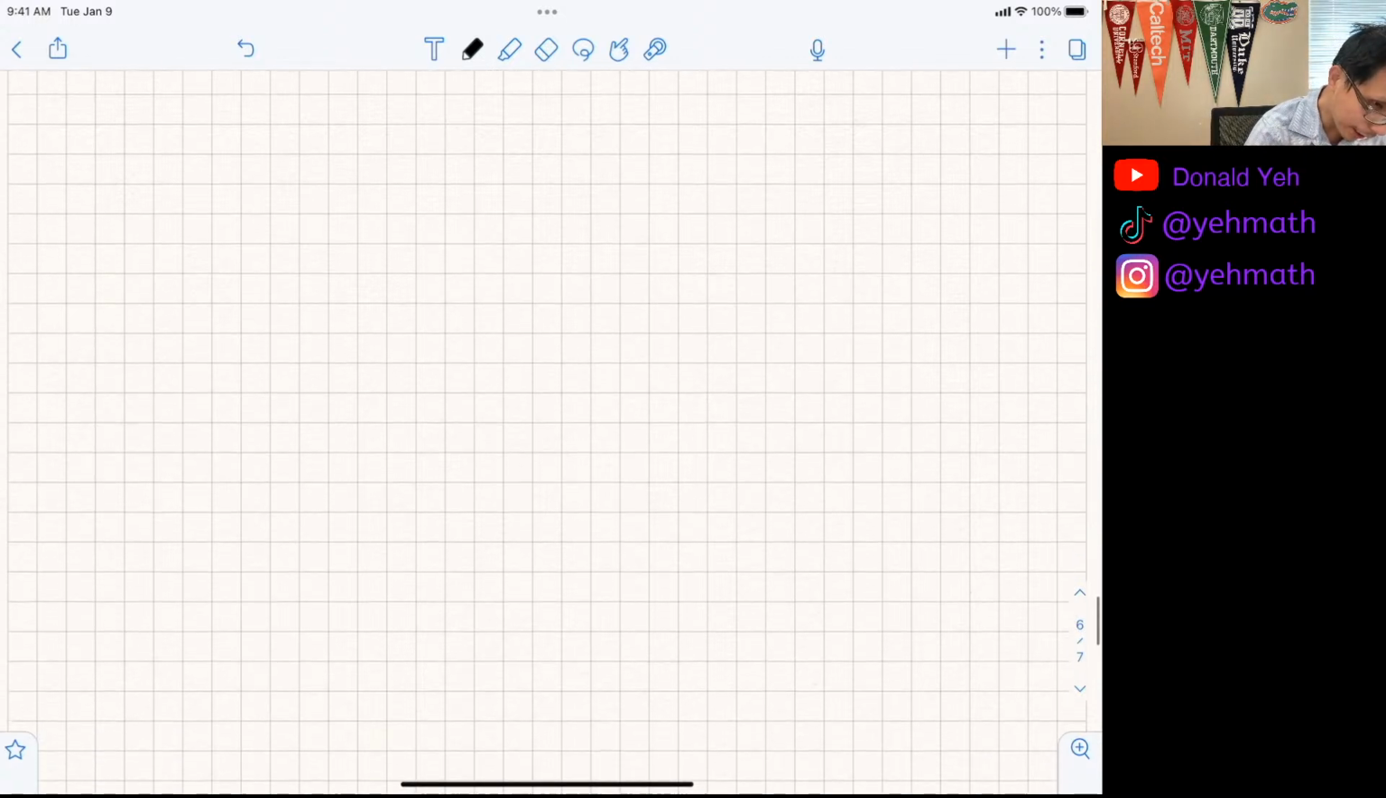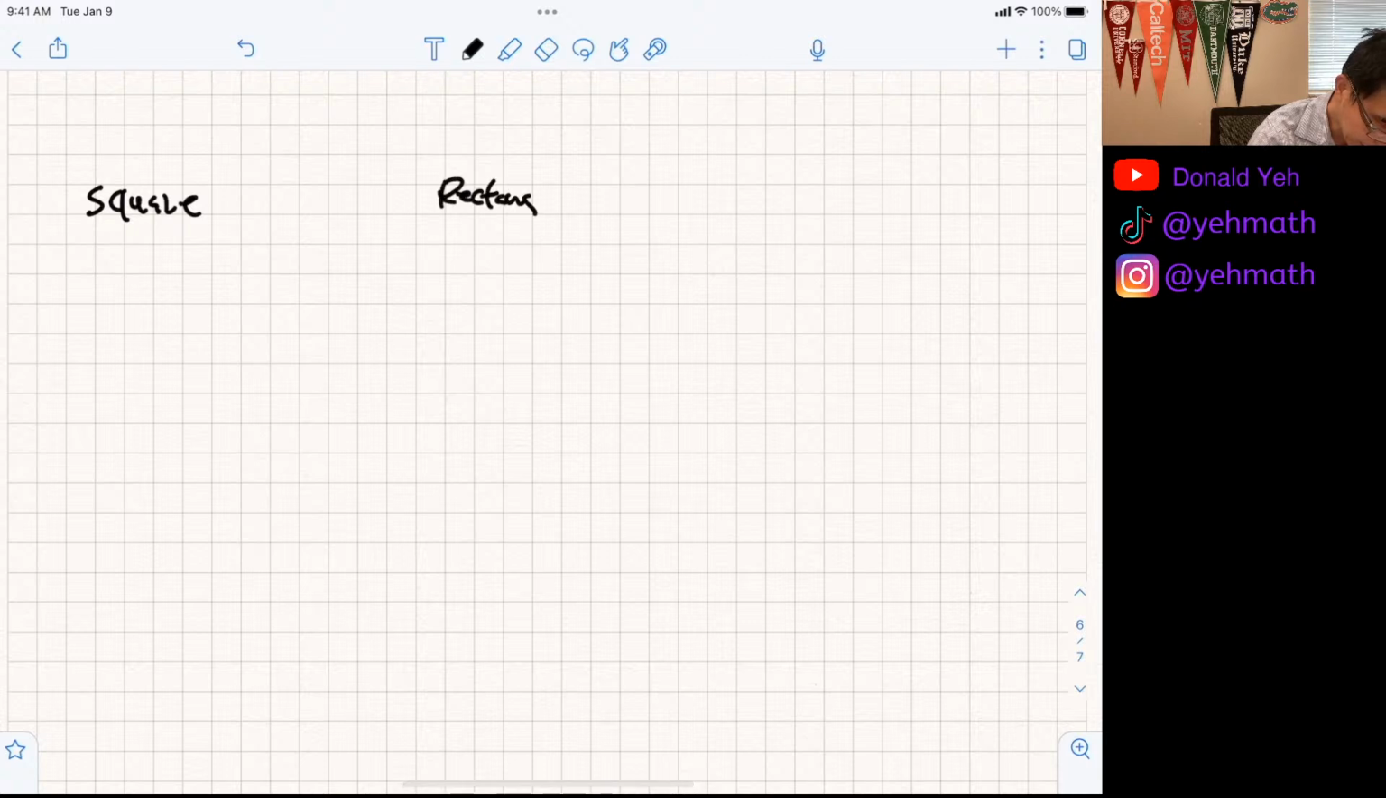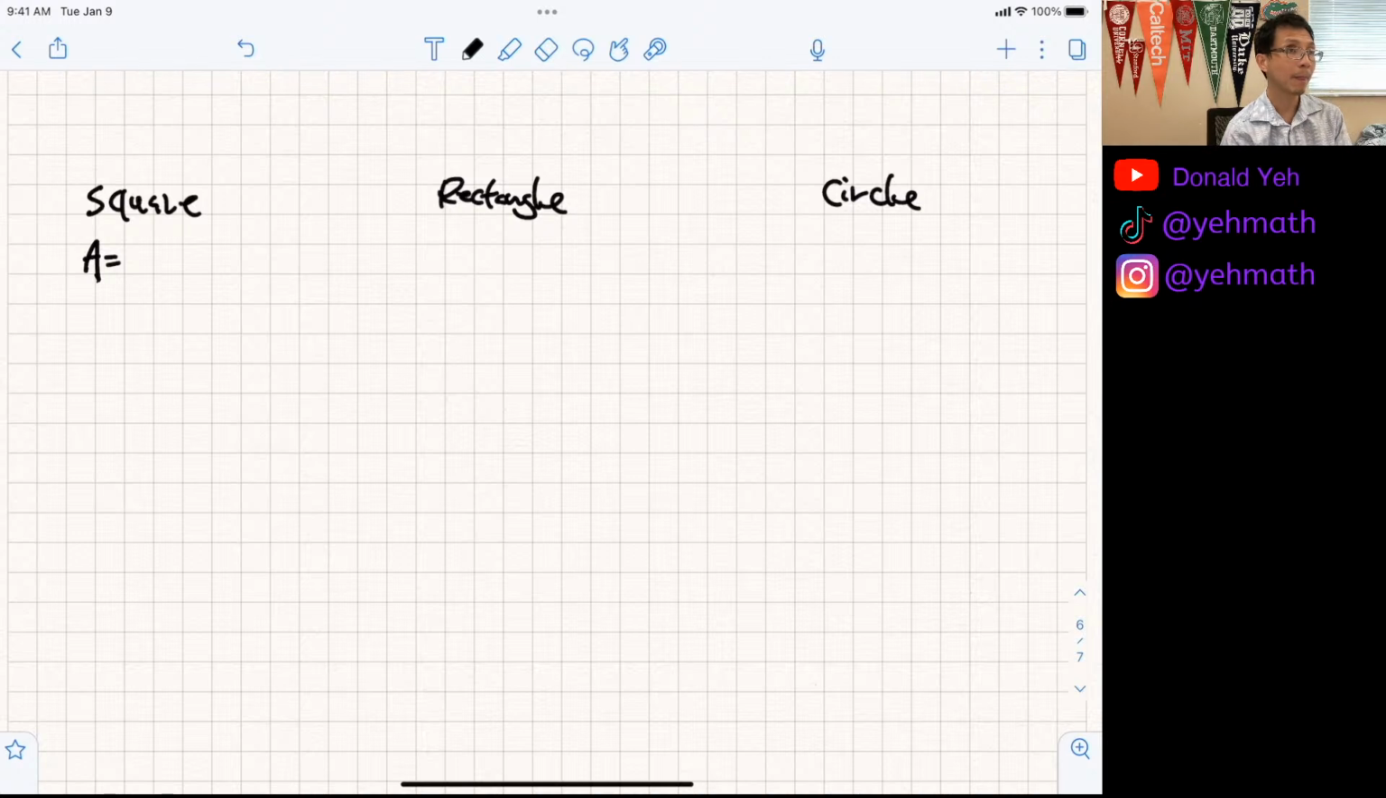So let's talk about three different shapes. Square, rectangle, and circle. Let's start with the basic shapes. I like to start with basics because some people actually don't know this. So the area of a square is what? Side squared. Side squared is better because they have the same side. How about perimeter? Side times 4. 4 times side. Okay, how about rectangle?